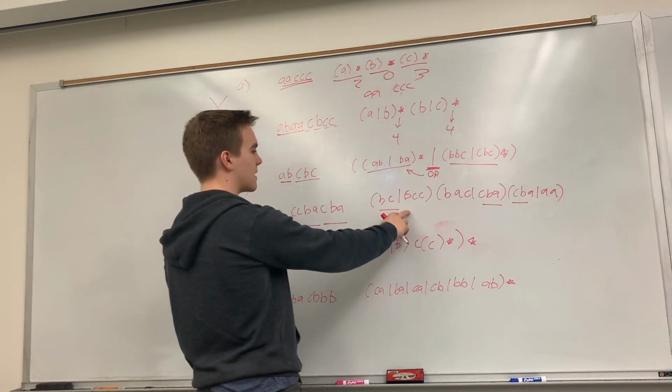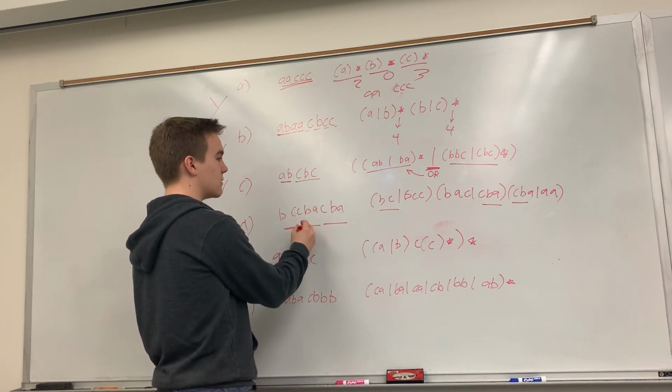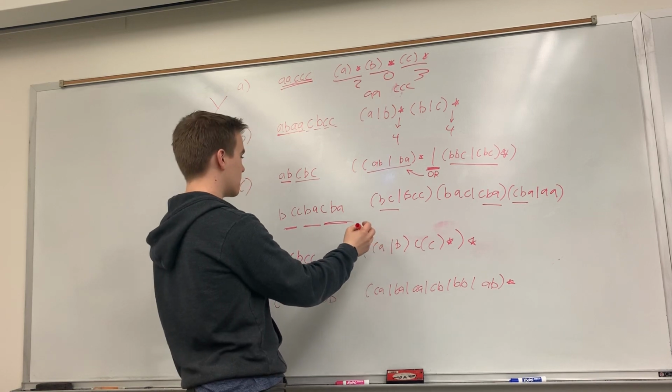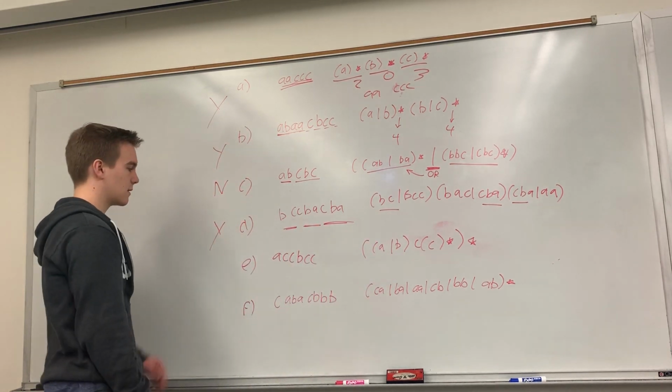Should have recognized at the beginning that we could either choose BCC or BC. So here, if we choose BC, then we choose CBA, and then we choose CBA again, then we're good and it works. So this is a yes.